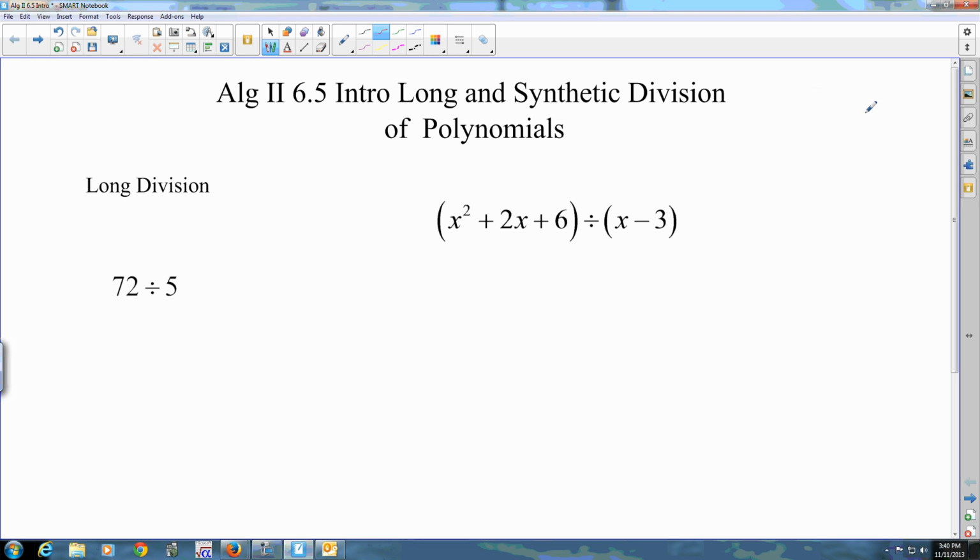Okay, guys, section 6.5 for Algebra 2. First thing I need to do is work with you guys on doing long division of polynomials. To start you out with, just reminding you how you do long division when you have regular numbers. So that's 5 divided into 72.